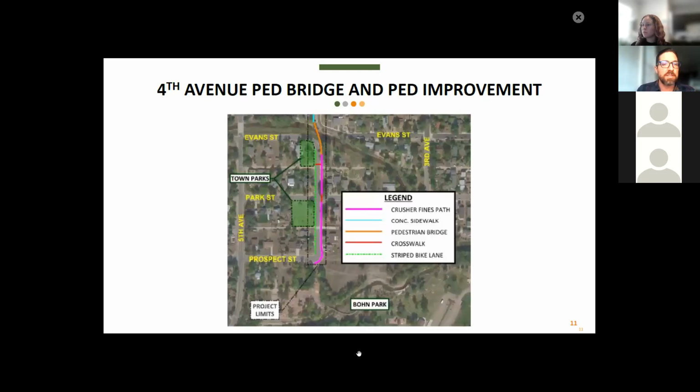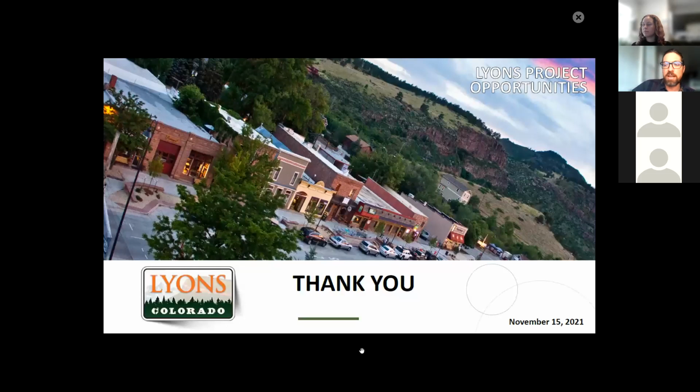Continuing with the project, you can see the 4th Avenue bridge replacement, and then the new crusher fine trail connecting to Bone Park. And so with that, next slide, that concludes my presentation, and happy to answer any questions.